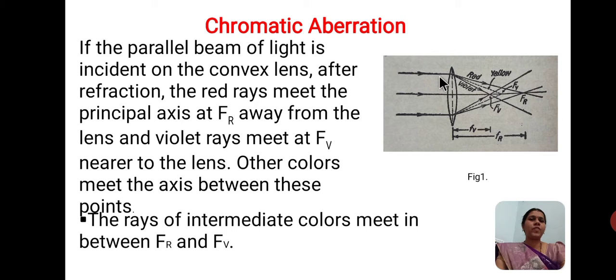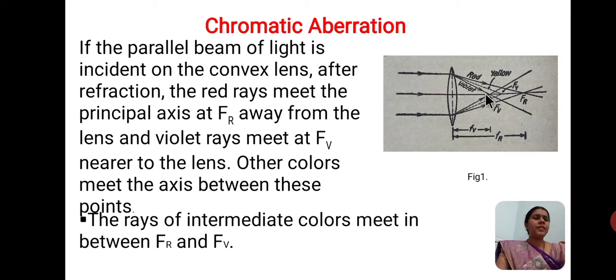If a parallel beam of white light is incident on the convex lens, it undergoes refraction. After refraction, the red rays meet at the point FR on the principal axis, whereas the violet color meets at the point FV. This point FR is far away from the lens, whereas FV is nearer to the lens. FV is the focal length for the violet color, and FR is the focal length for the red color.